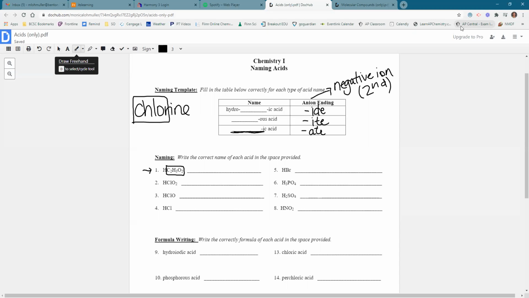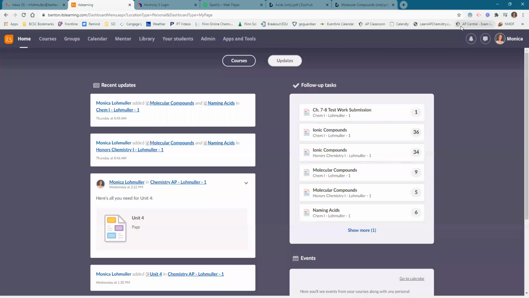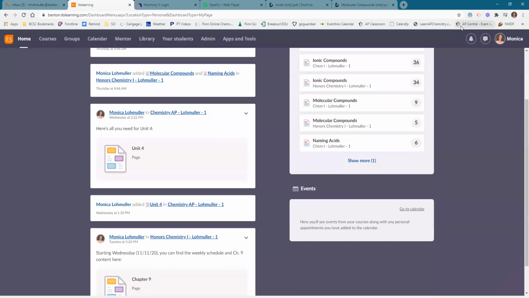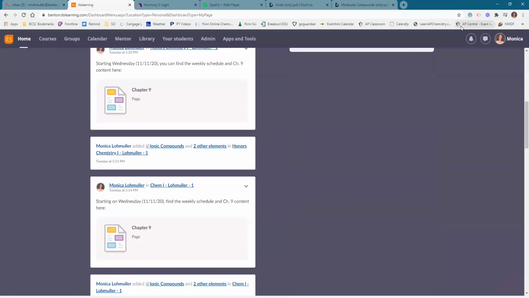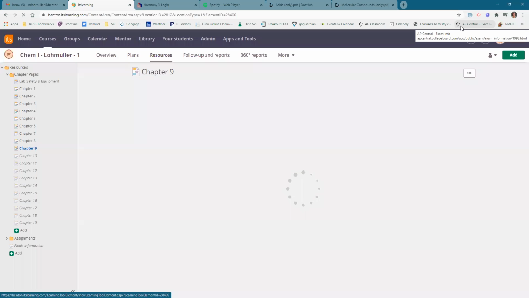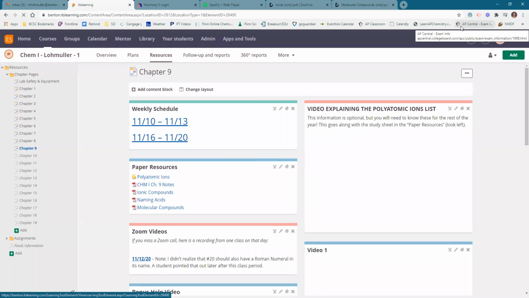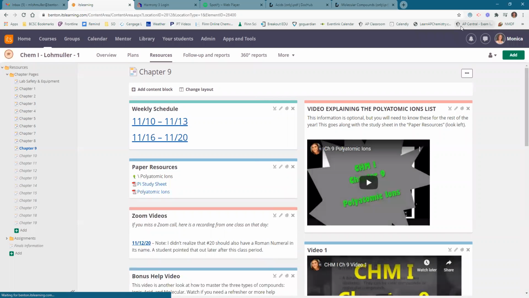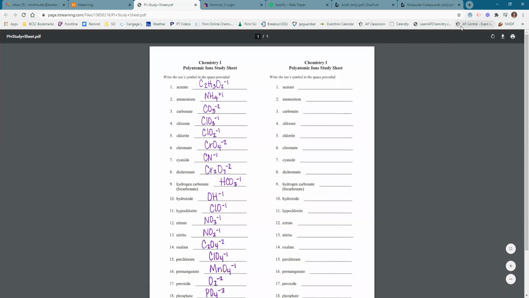Something I forgot to pull up. We need, let's go to this page. I forgot about the polyatomic ion list. Oh, sorry. Let me get that really fast. Okay, so can you guys see the polyatomic ions now? Just want to make sure I'm sharing the right thing. Hopefully.